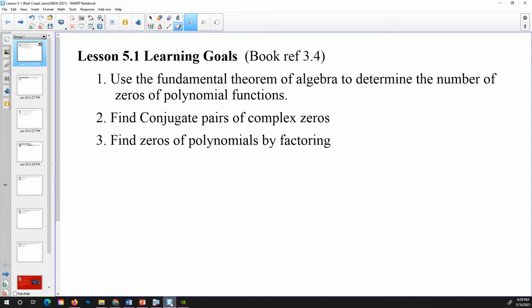Our learning goals: we're going to use the fundamental theorem of algebra to determine the number of zeros of a polynomial function. Then we are going to find conjugate pairs of complex zeros. And then we're going to find zeros of polynomials by factoring. So I've got a couple of definitions that I'd like to talk about first.